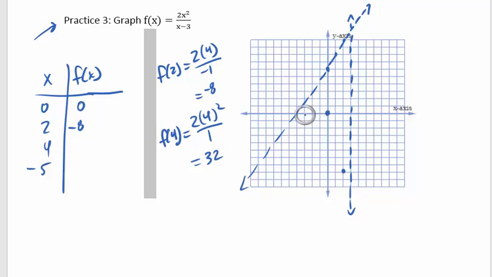1, 2, 3. Let's try -3. So f of -3. It's going to give us 2 times -3 squared over -6 in the denominator. So this is 9 times 2, 18, divided by -6 is going to give me -3. So -3, 1, 2, 3, down, -3, 1, 2, 3. So this is enough now to sketch the graph out.